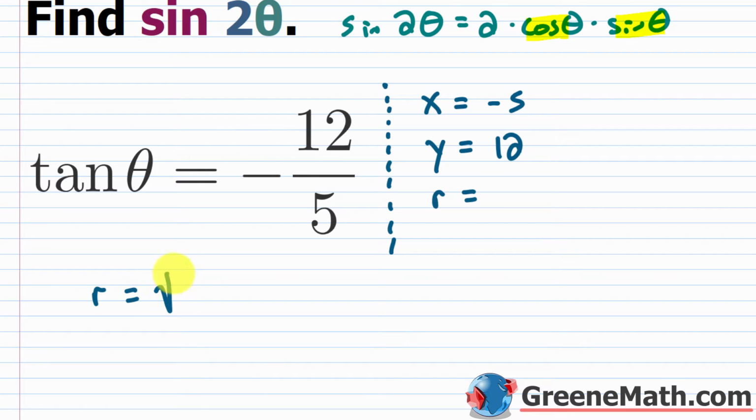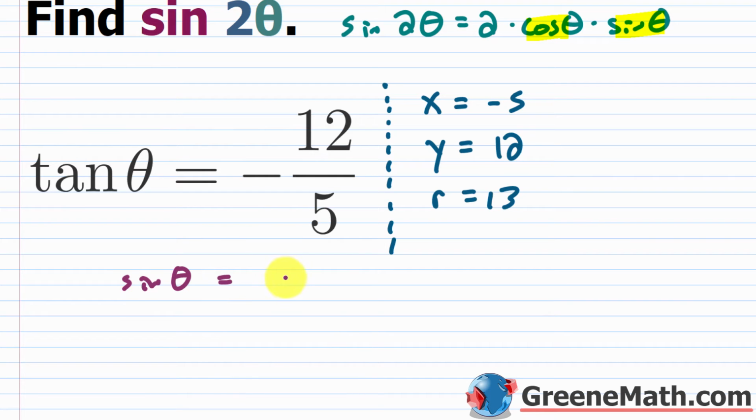r is equal to the square root of x squared plus y squared. So my x is negative 5. Negative 5 squared is 25. And then my y is 12. 12 squared is 144. And then 25 plus 144 is 169. And then if you take the square root of 169, you will get 13. Okay, so that's where you get that. Again, if you recognize that you have a 5, 12, 13 right triangle, then just throw 13 in there and be done with it.